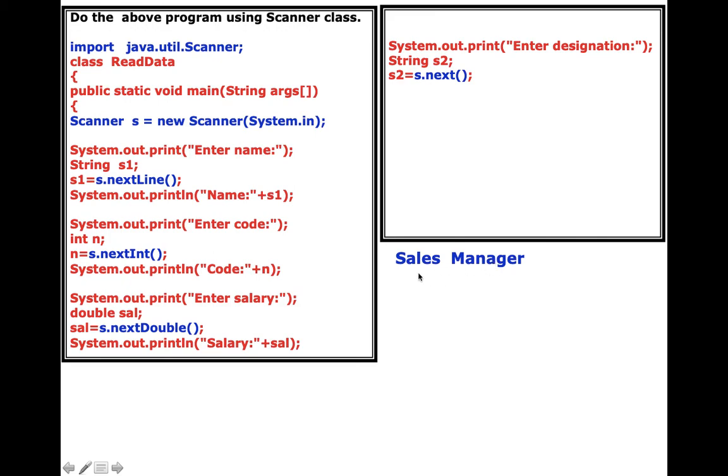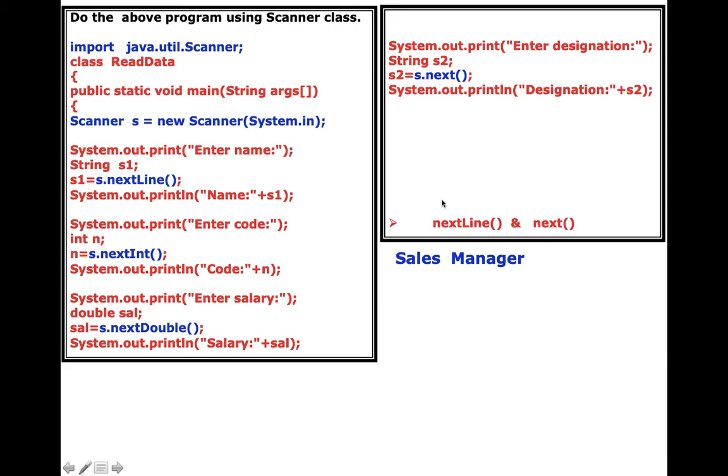Okay. Sales manager, sales space manager. So now, let's understand the difference between these two. Tell me one thing before I tell you: what will be the output of this SOP? Come on. The SOP output will be designation colon sales. That's it. I repeat, designation colon sales. So that means the manager will not be read by this next.